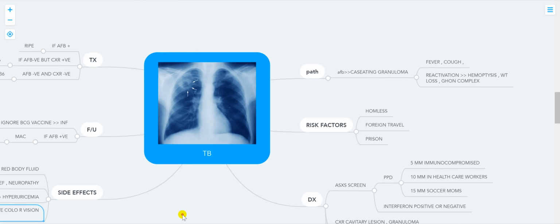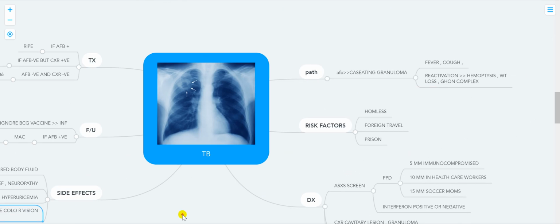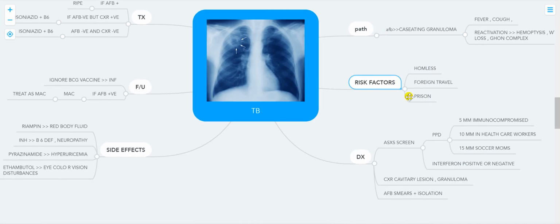So TB, in a summary, in a nutshell, it's usually associated with acid-fast bacilli organism, causes fever, cough, hemoptysis, weight loss. Risk factors: homeless, foreign, prison. Asymptomatic screen: 5 mm in immunocompromised, 10 mm in healthcare worker, 15 mm in healthy people. You could find chest x-ray cavitary lesion.